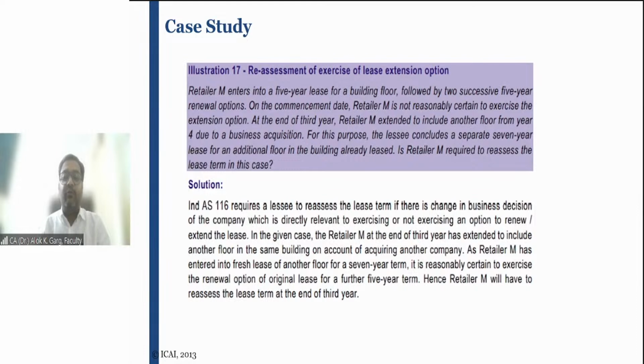Why? Probably due to the smaller area requirement, due to the reduction in rentals. So companies have done that, right? So the assessment has completely been changed, right? This is how it is happening, right?